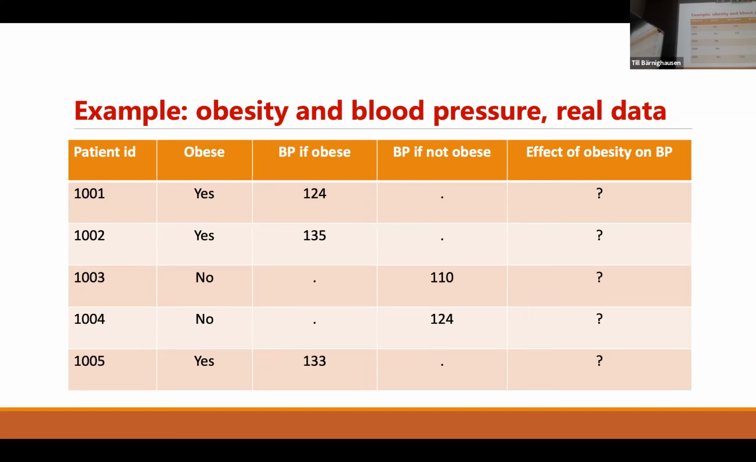Because now we lose the counterfactual data set, we cannot simply get the answer of the causal effect of obesity on blood pressure for these individuals. So that's why we need a lot of methodologies to identify causal effects in the real world, because of this complexity.